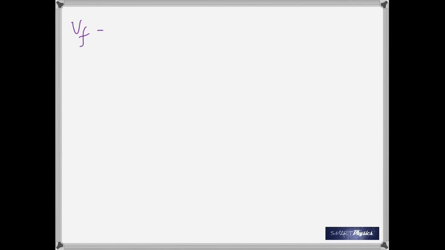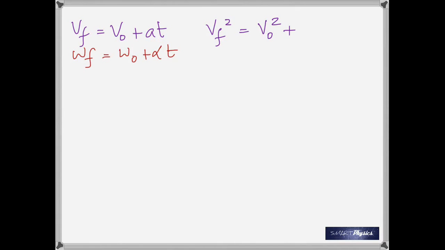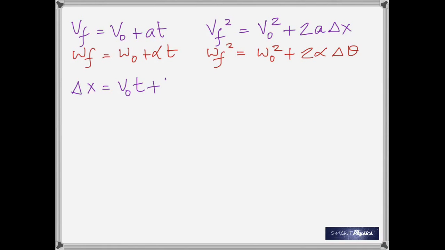All right, the other equations compare with kinematic equations. You know that VF is V naught plus AT, which compares to omega F is omega naught plus alpha T. VF squared is equal to V naught squared plus 2A delta X, which compares with omega F squared is omega naught squared plus 2 alpha delta theta. And the king of all equations, delta X is V naught T plus 1/2 AT squared, compares with delta theta is equal to omega naught T plus 1/2 alpha T squared.